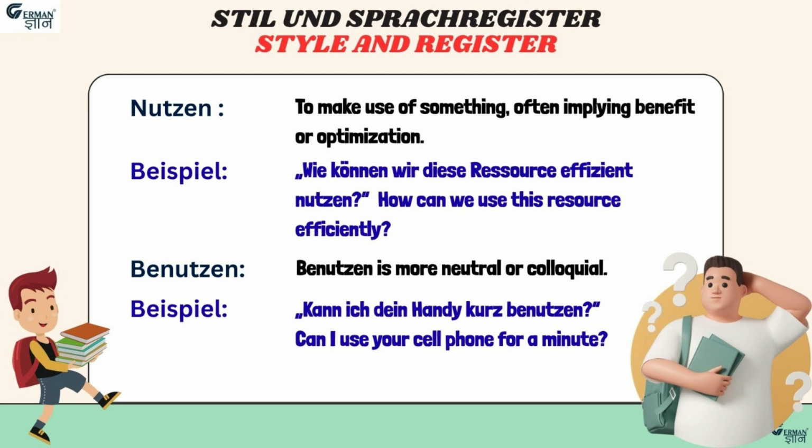Third, style and register. Nutzen is often used to sound more formal, academic or refined, and it's common in writing, speeches and business contexts. For example, wie können wir diese Ressource effizient nutzen means how can we use these resources efficiently. At the same time, Benutzen is more neutral or colloquial. It's used in daily conversation and less formal contexts. For example, kann ich dein Handy kurz benutzen means can I use your cell phone for a minute.